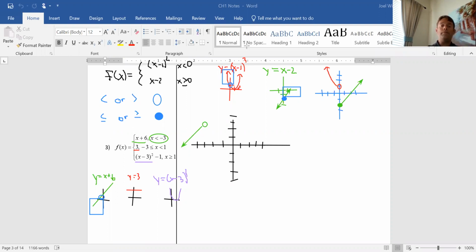Y equals 3. Notice it's going to have a solid dot here at negative 3, and it's going to have an open dot at positive 1. And we want all the stuff that is in between. Since x is between, we want everything in between. So notice there's an open dot here from the last part of the graph. Well, my closed dot will fill in my open dot. And then I'm going to have an open dot over here at 3. And then we're going to tie them together.